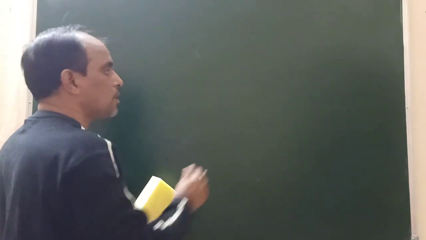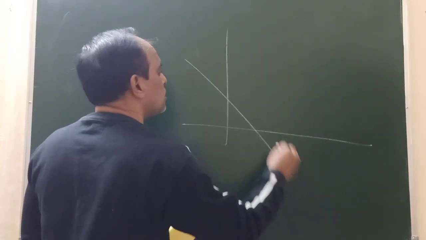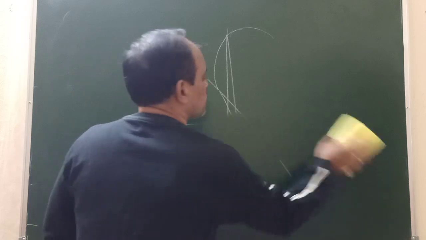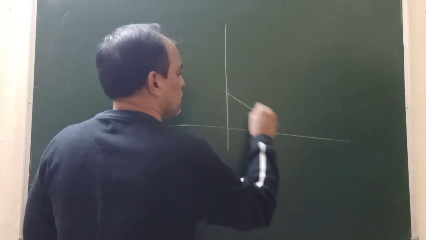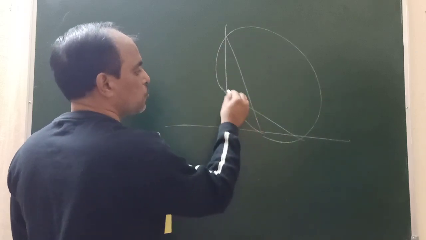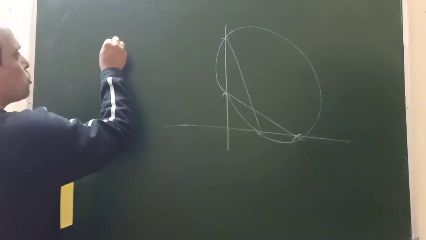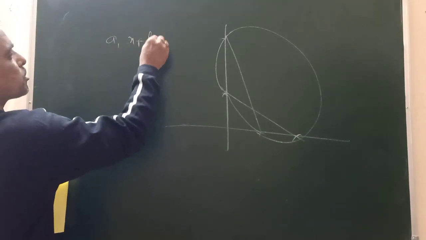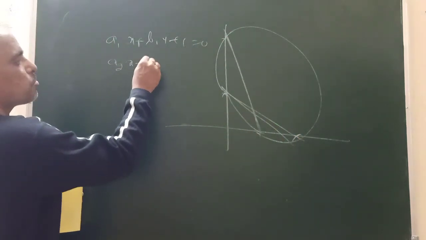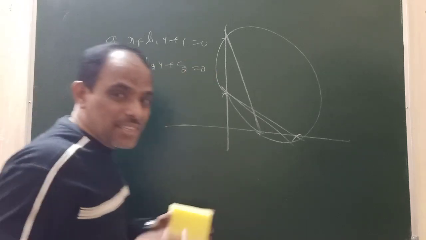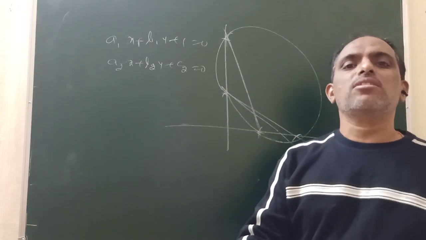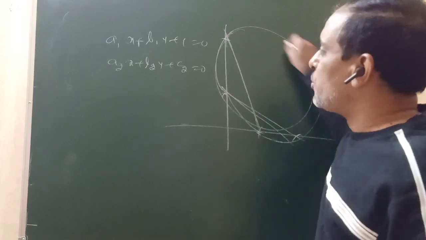And one more important point in concyclic points: let us suppose these are two straight lines. I will draw like this. This is one line and this one is another line. Suppose this is a circle having these 4 points. These are the two lines: a1x plus b1y plus c1 is equal to 0, and this one is another line, a2x plus b2y plus c2 is equal to 0, such that the ends of these two lines are on the axes and are concyclic points. Then what about the equation of this circle?